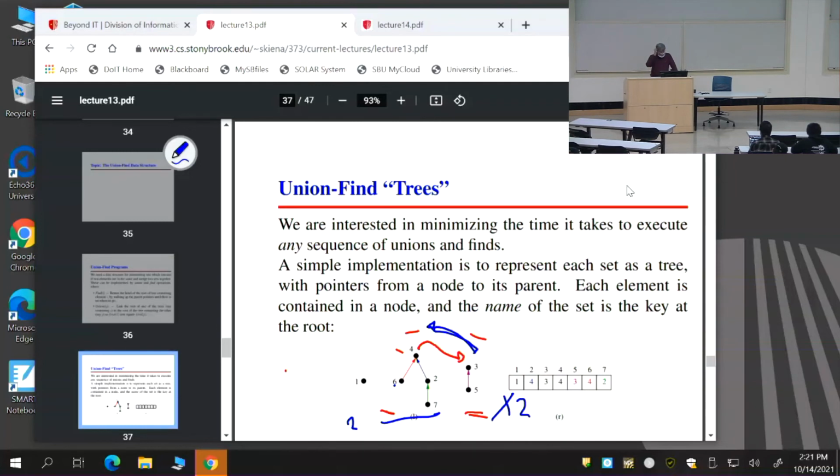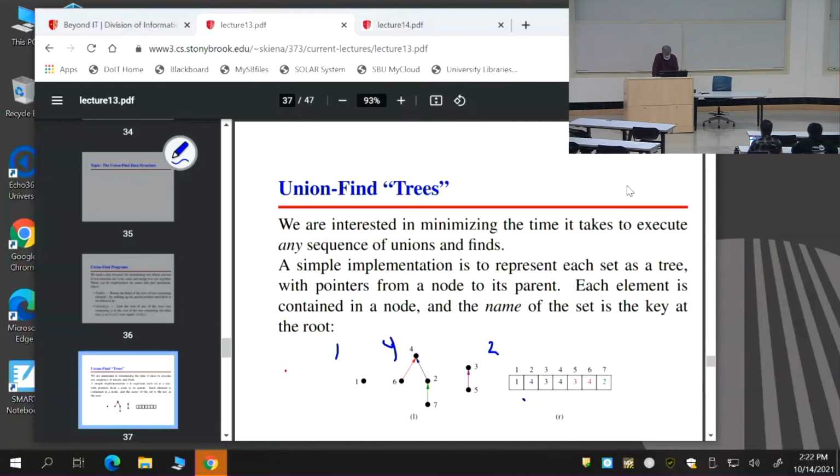And while it's hard to do exactly that, what if for every node I keep track of the number of nodes in it? This one has 4, this one has 1, this one has 2.